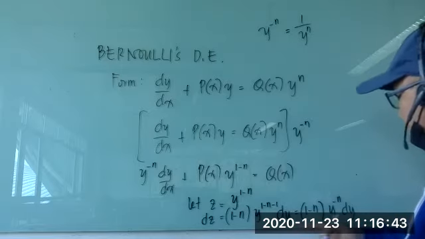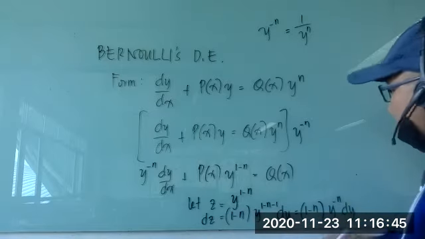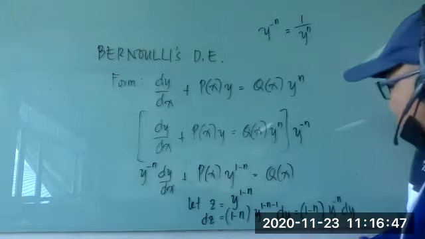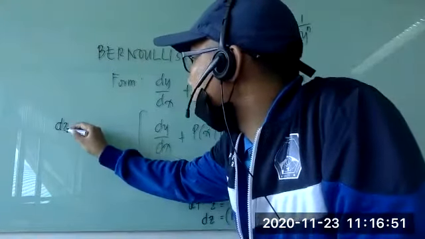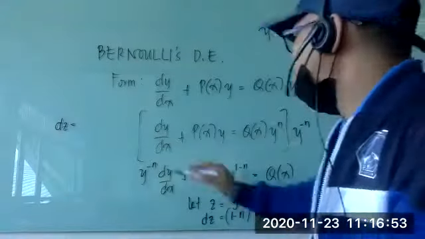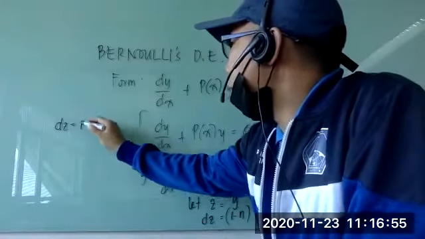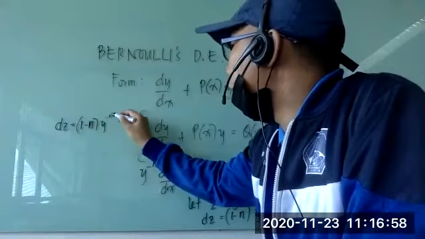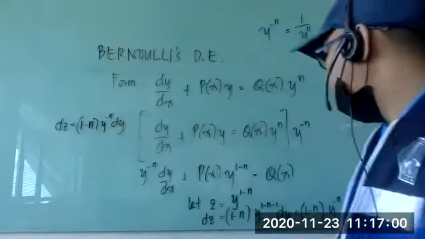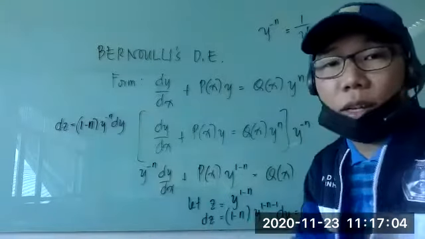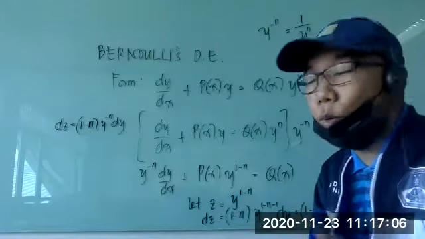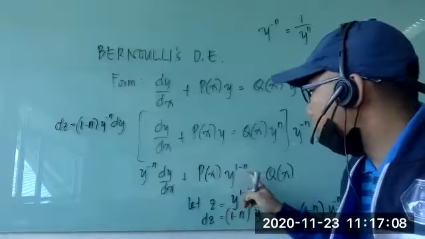Okay, ito na yung equivalent ni dz. Sige, isulat natin. So ibig sabihin, dz is equal to 1 minus n y raised to negative n times dy. So ano yung next na step natin? Nag-let tayo ng variable z to represent what? Y raised to 1 minus n.